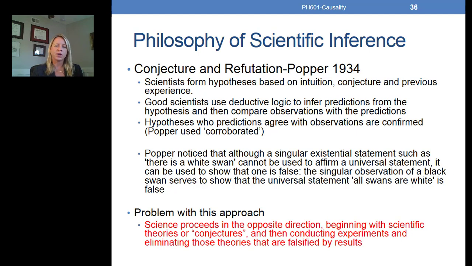The problem with this particular approach is that science proceeds in the opposite direction, right? We begin with a scientific theory or conjecture, and then we conduct an experiment, and then we eliminate those theories that are falsified by the results that we obtain from that scientific experiment.